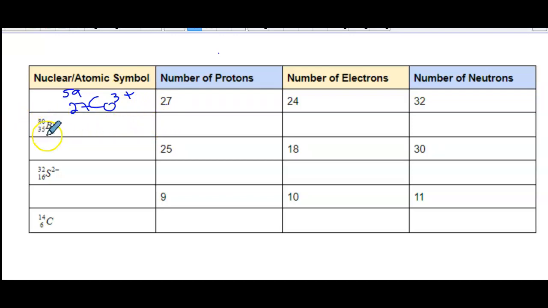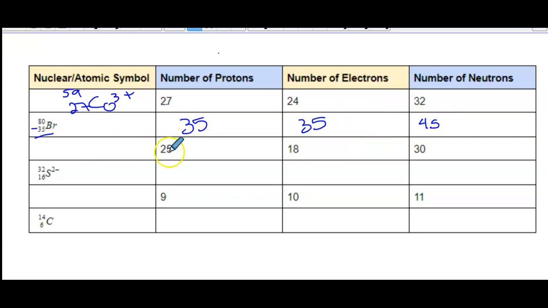Next, we have bromine-80, with atomic number 35. We know that it has 35 protons and 35 electrons. Why are both the same? Because there's no charge here. And to get my 80, I'm going to turn this into a subtraction problem. So that is going to get us what? Do that math on your calculator. You should come up with 45.